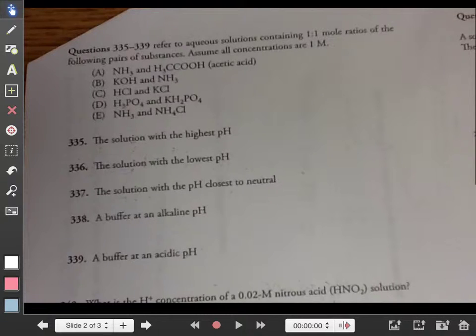Okay, so first on 335 through 339, you should go through A through E and figure out what's a weak base, weak acid, strong base, strong acid, salt, etc. So the first one, it's NH3 and acetic acid. So NH3 is a weak base. So you have a weak base, and acetic acid is a weak acid.